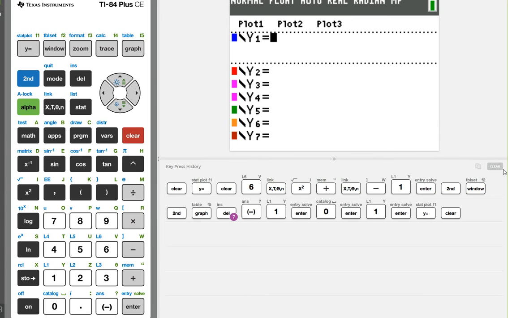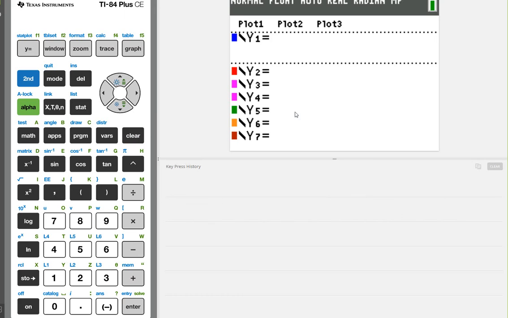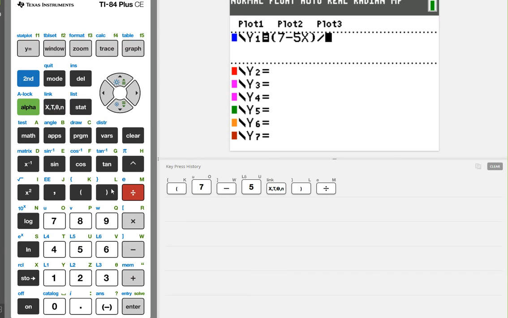I'm going to clear this out. I'm going to remind you there's really two ways you can enter in this expression. It's kind of up to you. The first way is the way a lot of people would do it, with parentheses around the numerator and parentheses around the denominator. So 7 minus 5x, and then a closed parenthesis divided by, and parentheses again, 2x minus 1.